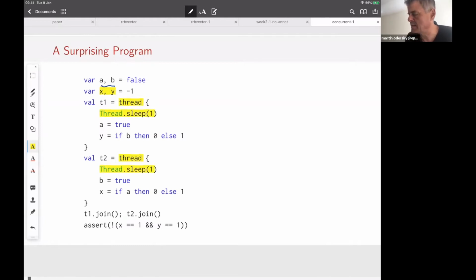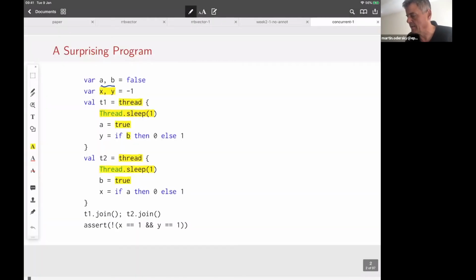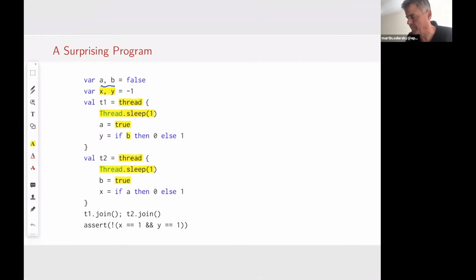What each of the threads does is it goes to sleep, so it waits at least 1 millisecond. And then the first thread sets A to true, whereas the second thread sets B to true. The first thread then asks if B is set, then return 0, otherwise return 1. And the second thread does the same, but for A. And then at the end there are these joins. We'll find out what that is. The main program waits for the two threads, and then it has an assertion which says that it can't be the case that both X and Y are 1.